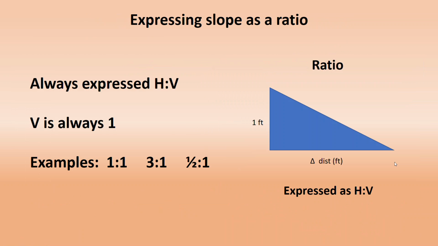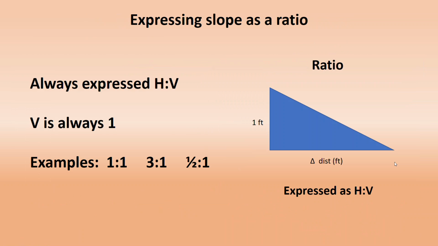This is the other way of expressing a slope. This is probably how we're going to use slopes in our discussion these next couple weeks. We're going to refer to slopes as ratios. When you're referring to a slope by ratio, you always want to express the horizontal change to the vertical change, H to V, and V is always 1. We want to keep this simple. We want to make the math easy for ourselves.